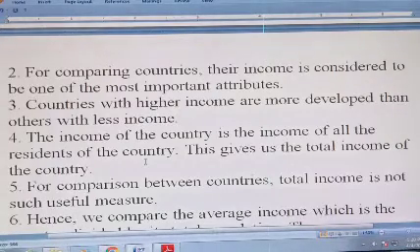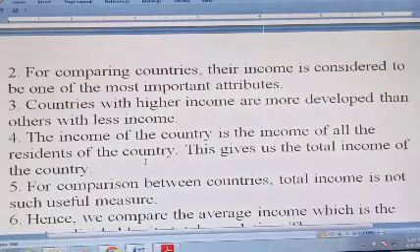The country which has more per capita income, more average income, is known as a developed country. The countries where there is less per capita income or average income are considered underdeveloped or developing countries. So income is considered one of the most important attributes. Number three, countries with higher income are more developed than others with less income. This we have discussed in point 2.